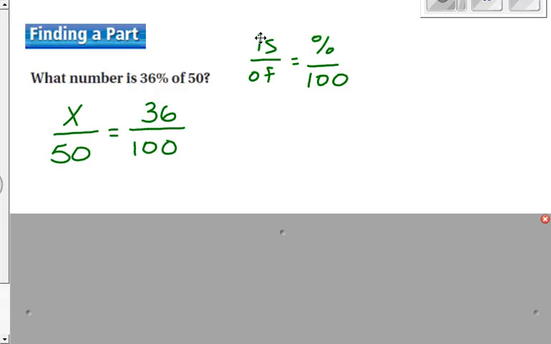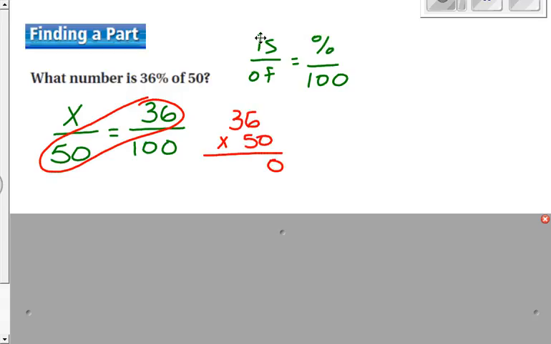Again, we are going to multiply diagonally. So now I have 36 times 50. 5 times 6 is 30. Carry my 3. 5 times 3 plus 3 is 18, so we get 1800. And now we're going to divide by 100. 1800 divided by 100. Take off the zeros, and we get 18.